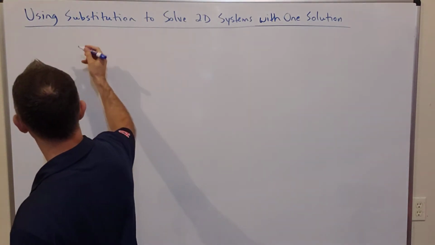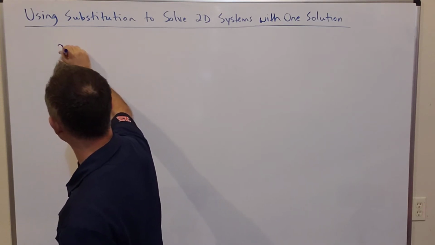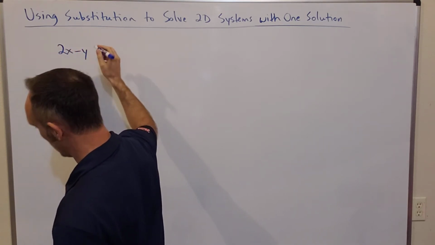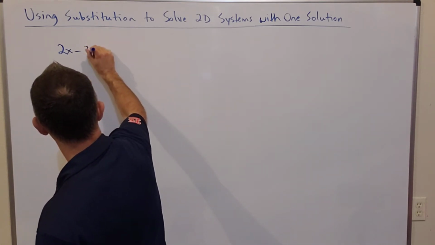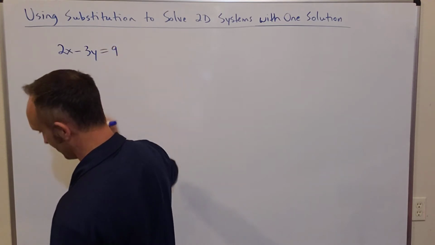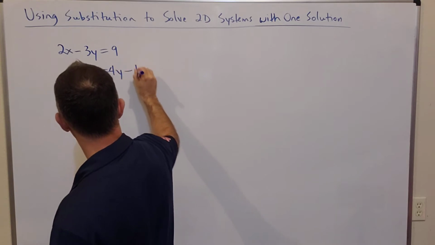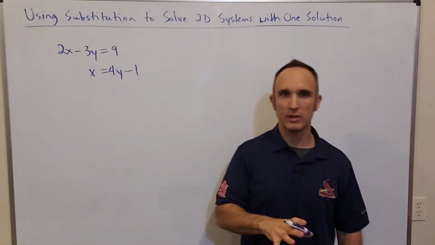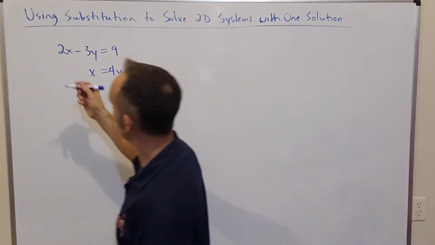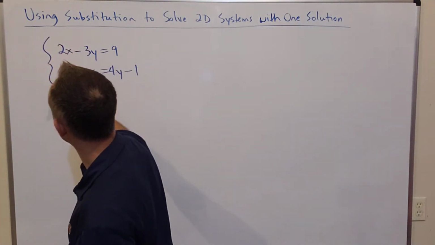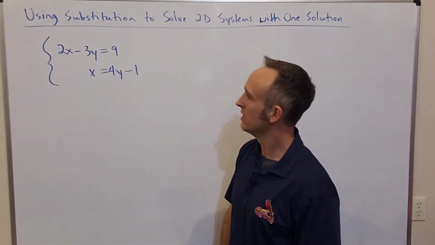So we'll start with this first system. The way we write a system is we write our two equations. So let's say our first equation is 2x minus 3y equals 9. And our next equation is x equals 4y minus 1. So those are our two equations. Now we need to put them into a system, which is commonly done by putting a left brace adjacent to both equations. Okay? That's typically the notation for a system.